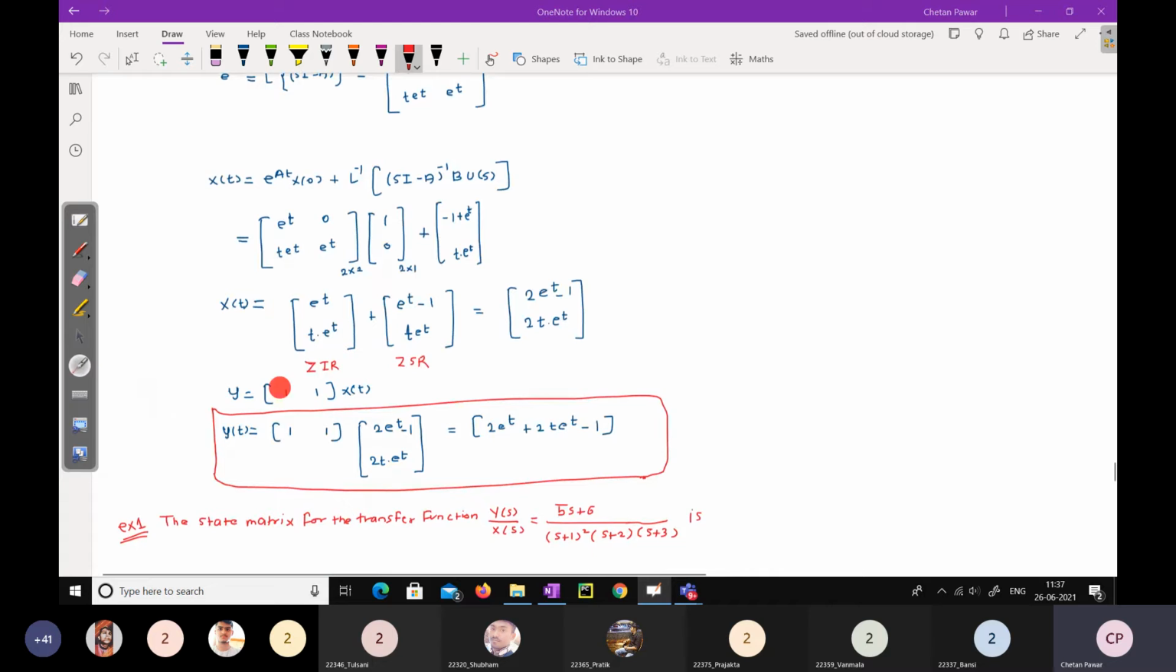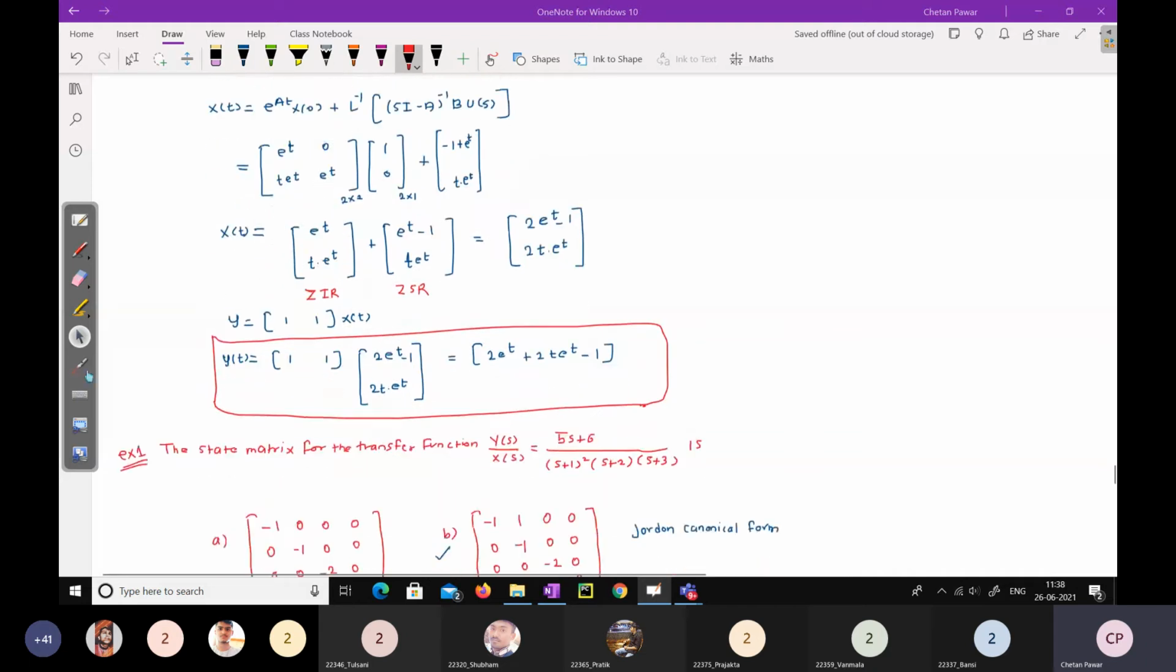Output will be C into x of t, right? C into x of t. C matrix is this, 1 1. What is x of t? This matrix. So if you do this particular multiplication, you will get y of t as 2 into e raised to t plus 2t into e raised to t minus 1. So like this way you will get a solution for the system.